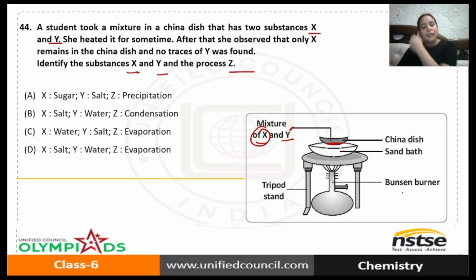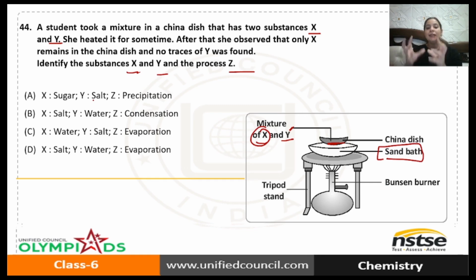Now when we are heating something, you can see that we have kept the china dish in a sand bath. So whenever you are keeping something in a sand bath or in a water bath, that means you're not directly heating it. You are heating it indirectly. Like the burner is heating the sand bath first, sand gets heated and then the sand bath transfers the heat to the china dish, and then the substance which is present in the china dish gets heated up. So this is basically indirect heating.